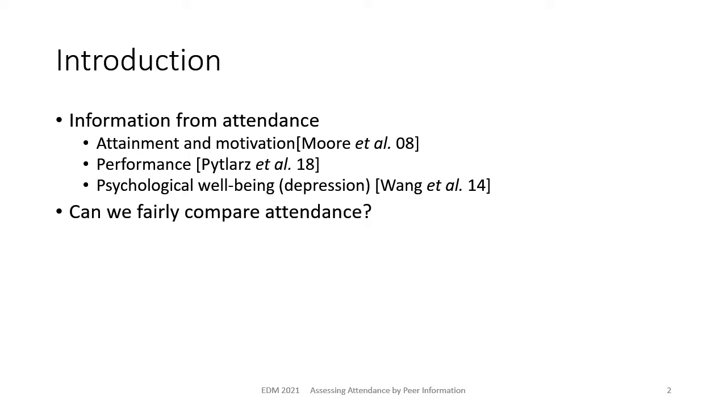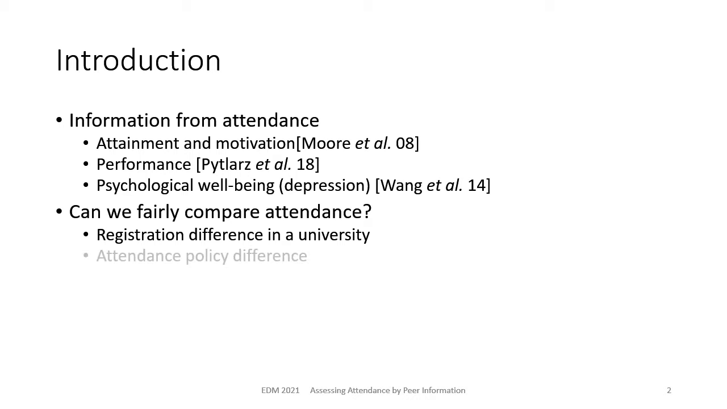To get the accurate information, it is necessary to compare the attendance value. However, in a university, two students in the same cohort can have very different course registrations. Courses can also have different attendance policy. Courses with mandatory attendance requirements usually have a higher attendance rate than those that do not. Finally, online courses are easier to attend than offline courses, which can lead to higher attendance rates.